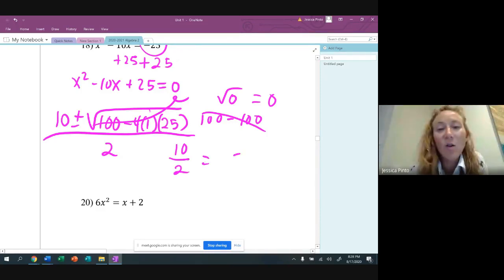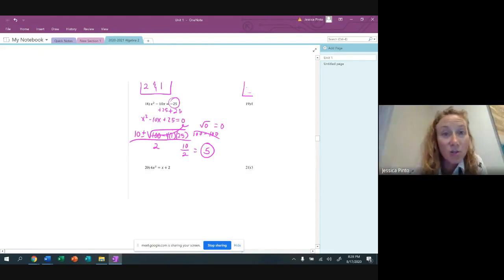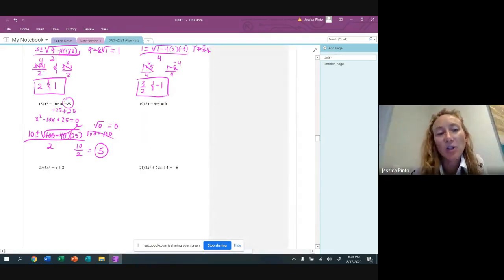This only has one solution. All the other problems had two solutions, so this one is very special because it only has one. That only happens when we get the plus or minus 0 because of the nature of 0.